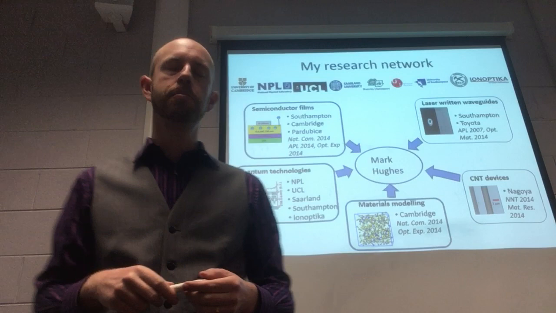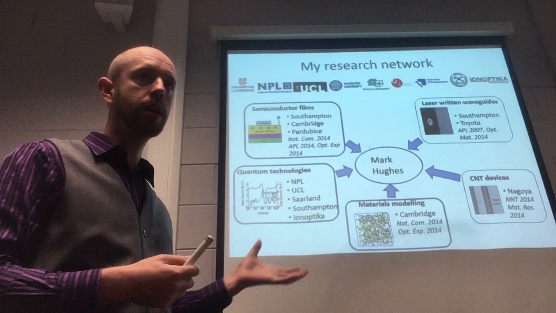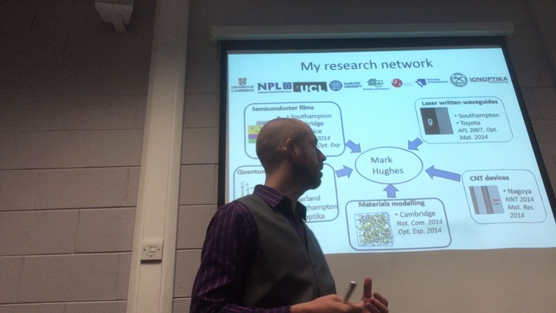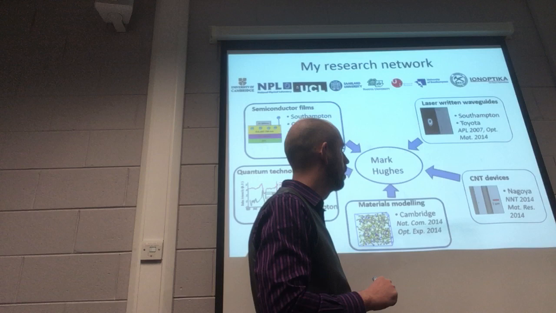And that could be very useful for if you wanted to build some optical devices. So these glasses can potentially switch light very quickly. So if you wanted to build some kind of optical computer or optical switching device, it could be used for that. I also made carbon nanotube devices. So this is in my second postdoc position in Japan.